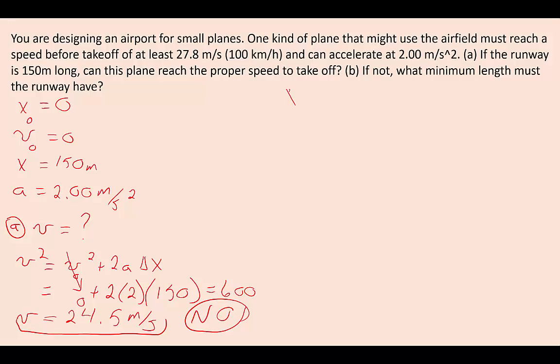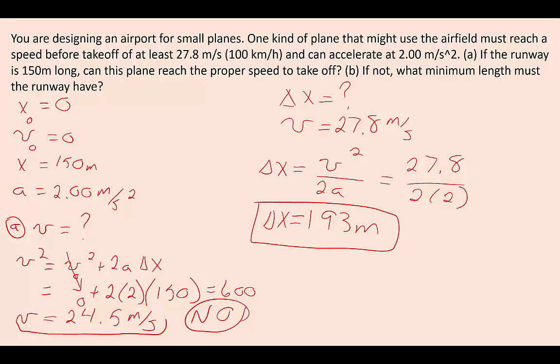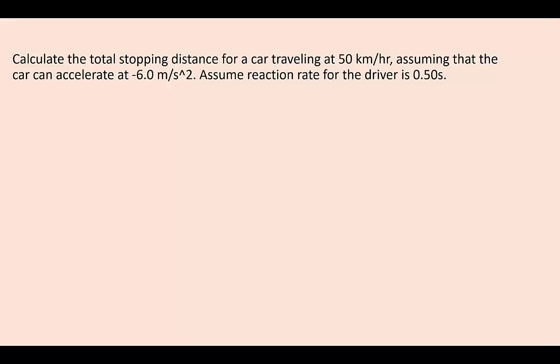So now we want to know, what is delta x if our v is the minimum 27.8 meters per second? We're going to use the same equation, however we're going to solve for delta x instead. So delta x is going to be equal to v squared over 2a, because the initial velocity is still going to be 0. So 27.8 squared over 2 times 2 gives us 193 meters. So the runway needs to be at least 193 meters long in order for this plane to be able to take off safely.